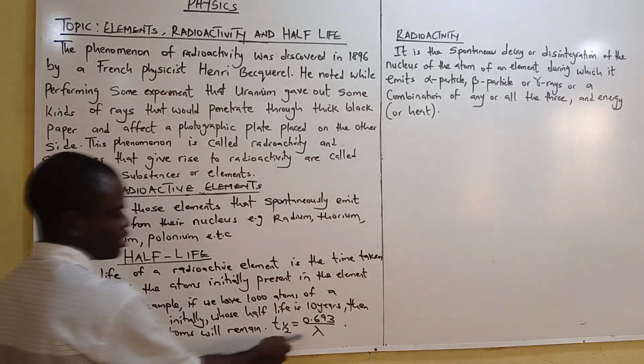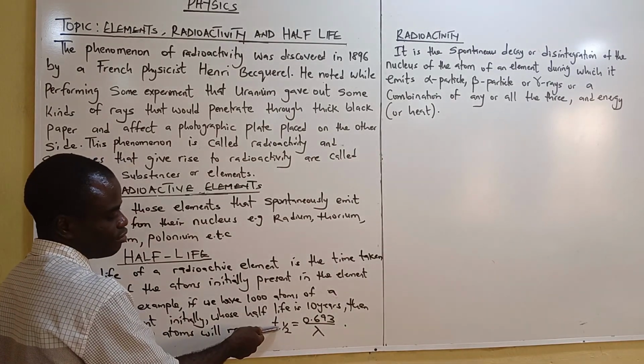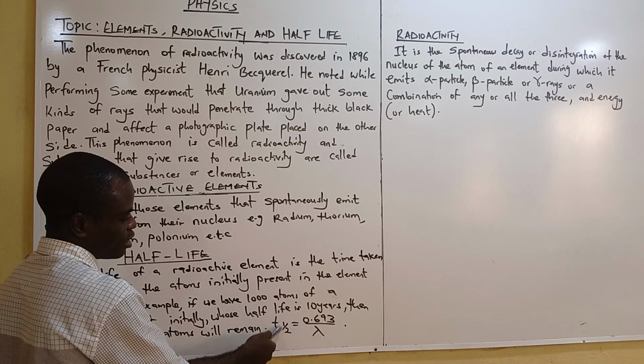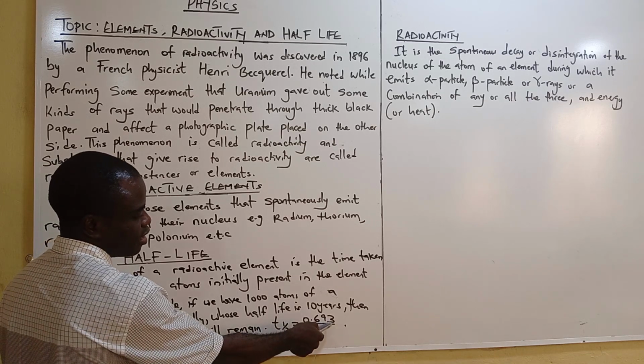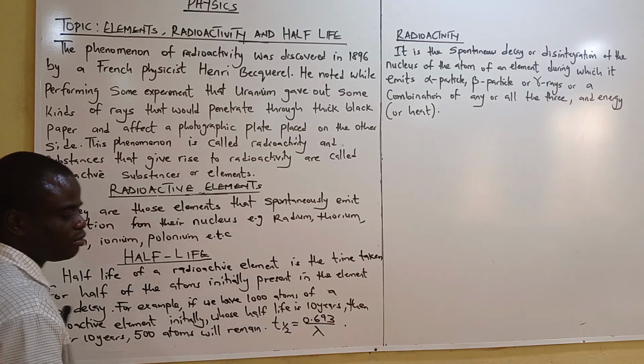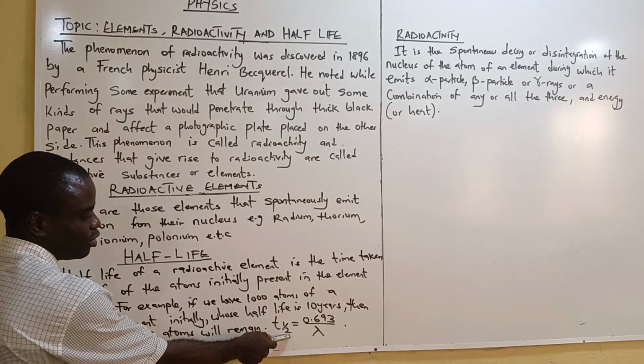And if you are given wavelength and you have to look for the half-life, you just use this formula: T half equals 0.693 divided by the wavelength. Just let it be in our memory.